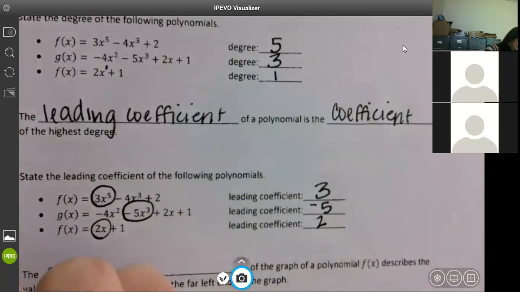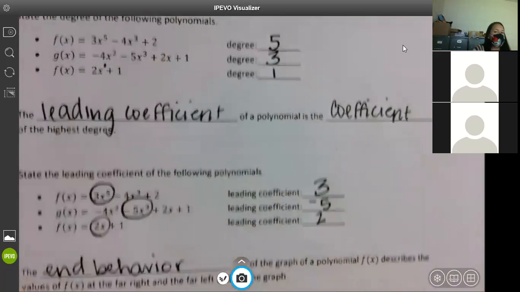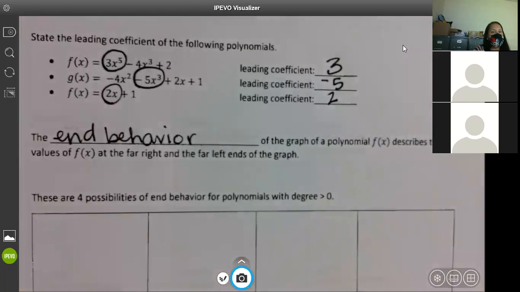All right, so then we're going to start with the end behavior, and I'll move it up in just a minute. End behavior of the graph of a polynomial f of x describes the values of f of x at the far right and the far left ends of the graph. So basically, you're telling me where it points. You're looking on the left, you're looking on the right. Tell me where it points, okay?